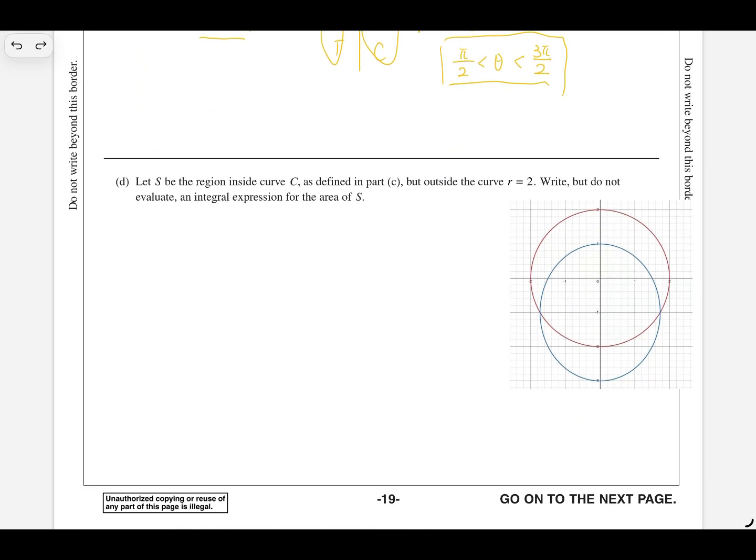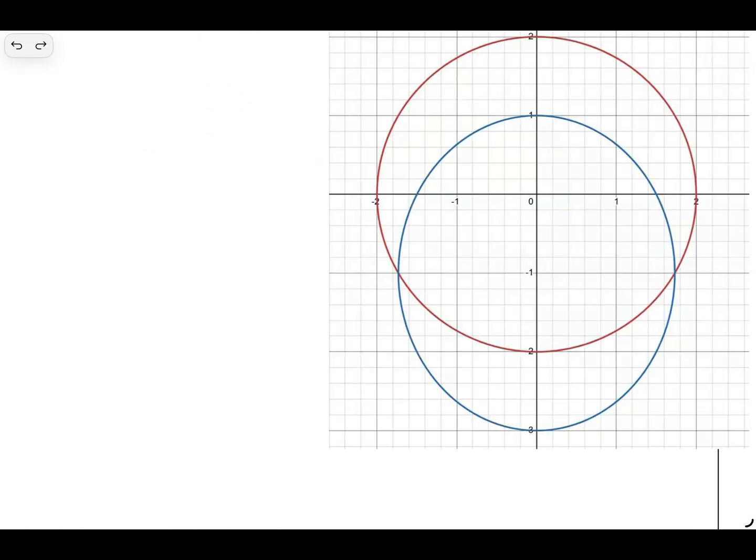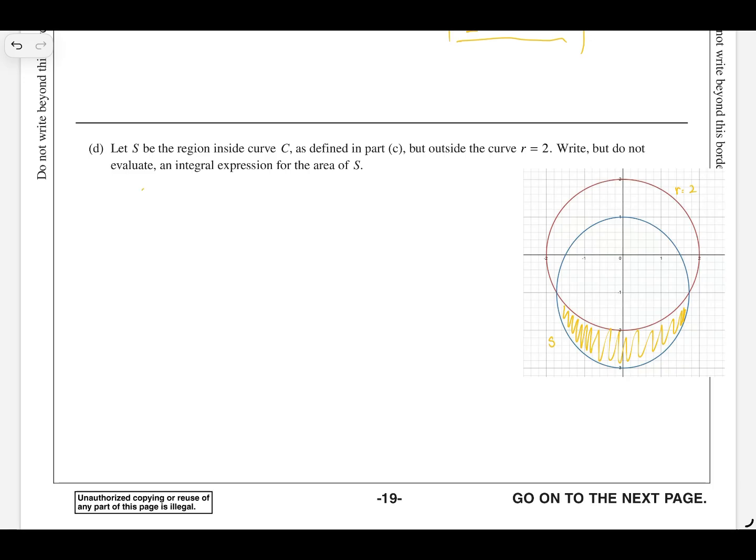Question D. Find the area of S. S is the area inside of curve C, but outside of the curve r equal to 2. Let's first find the intersection. 3 over 2 plus sine theta equal to 2. 3 equal to 4 plus 2 sine theta. 2 sine theta equal to negative 1. Sine theta equal to negative 1 over 2. In the interval of 0 to 2 pi, theta is equal to 7 pi over 6 and 11 pi over 6, where sine theta is equal to negative 1 over 2.